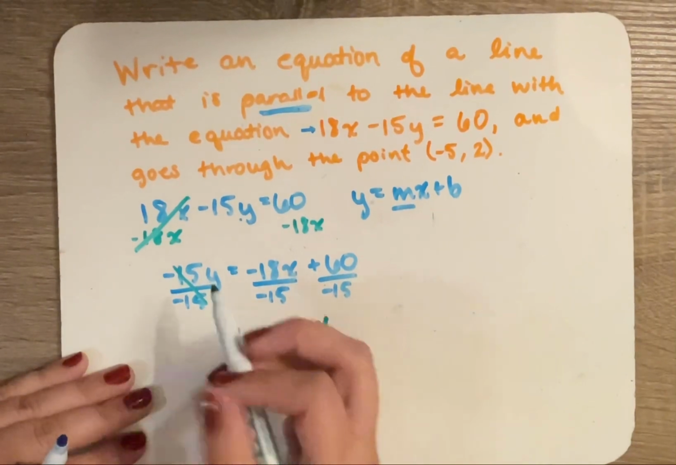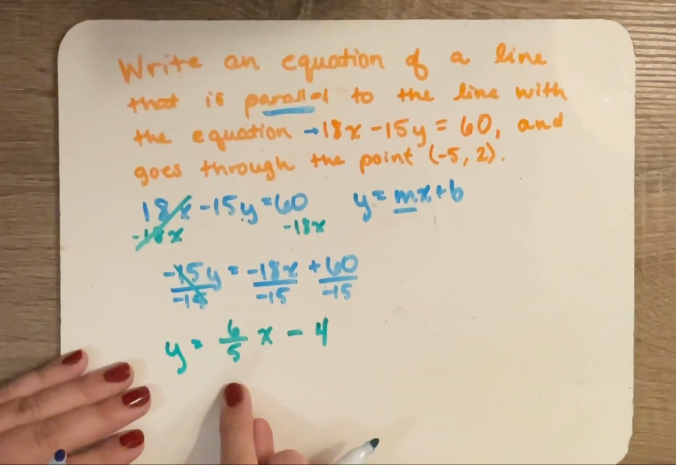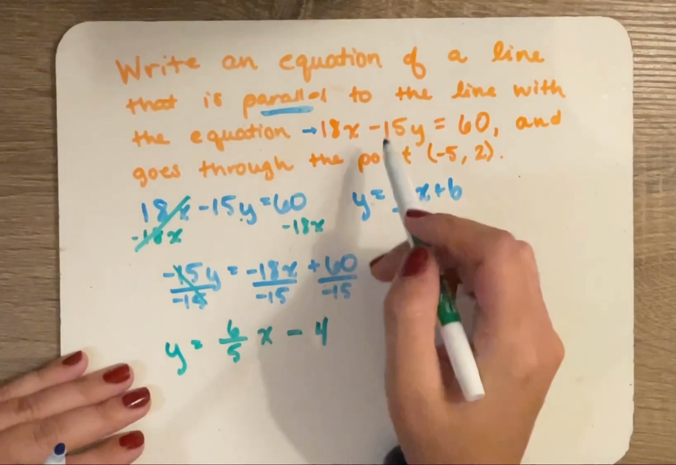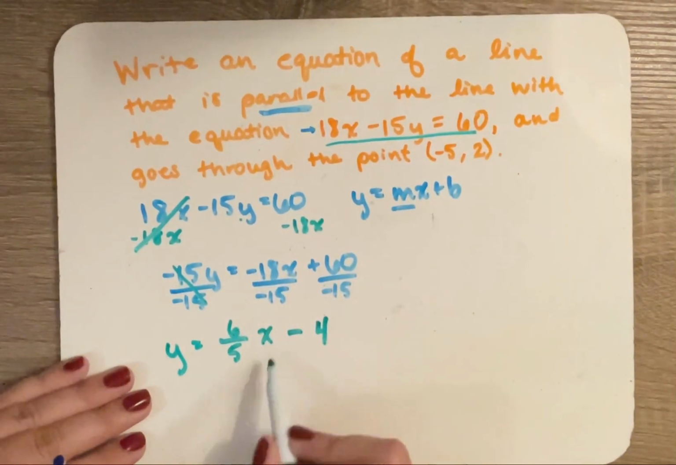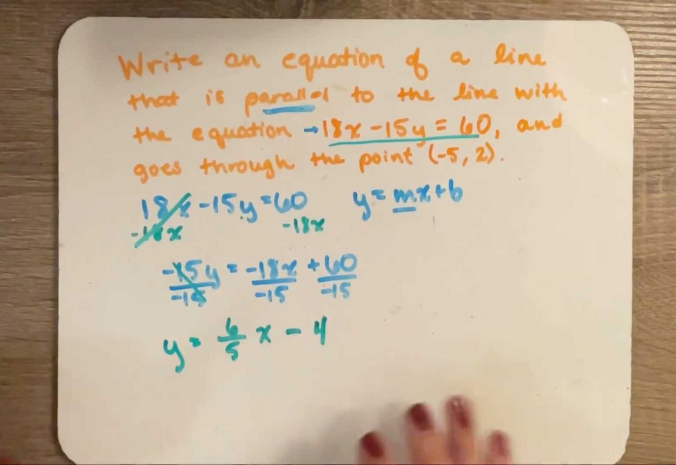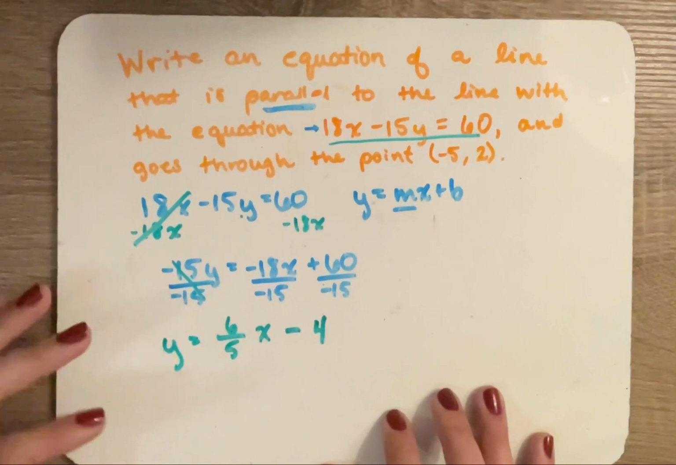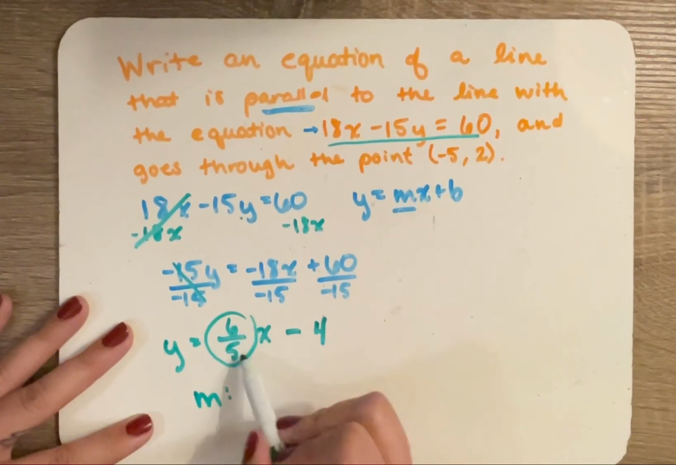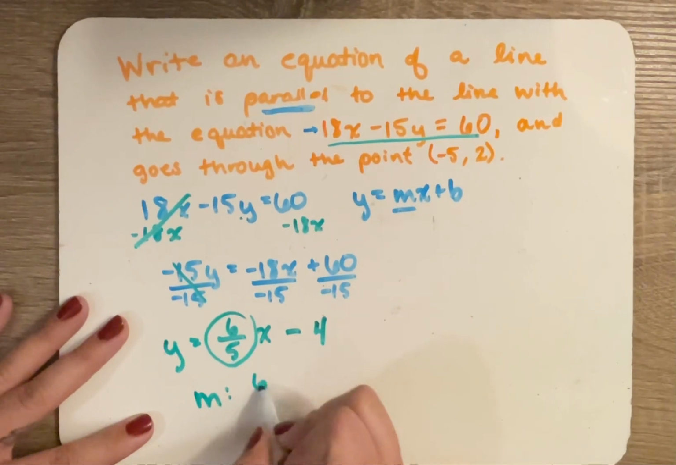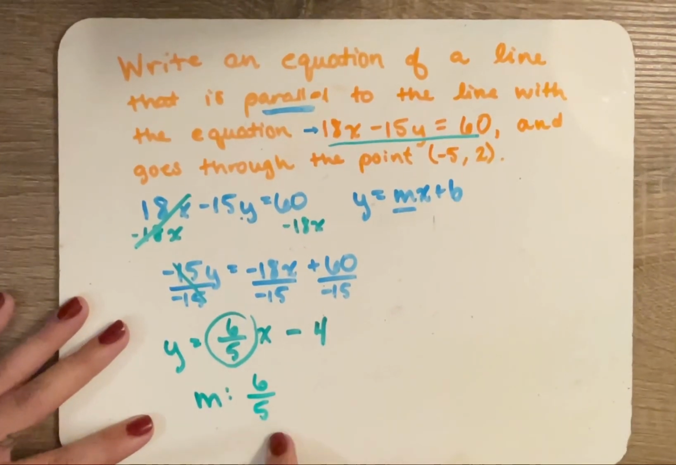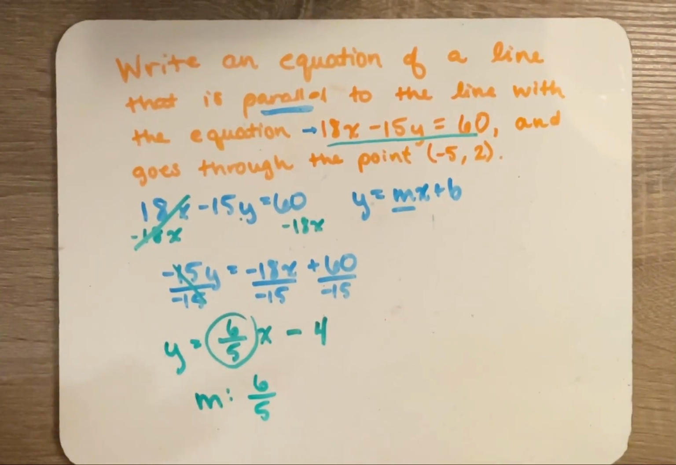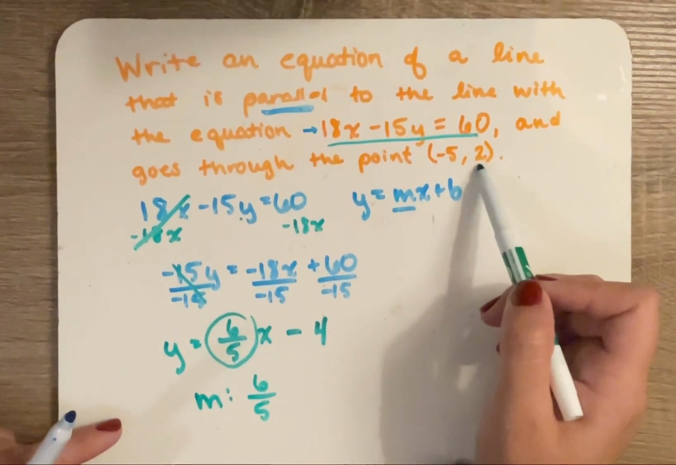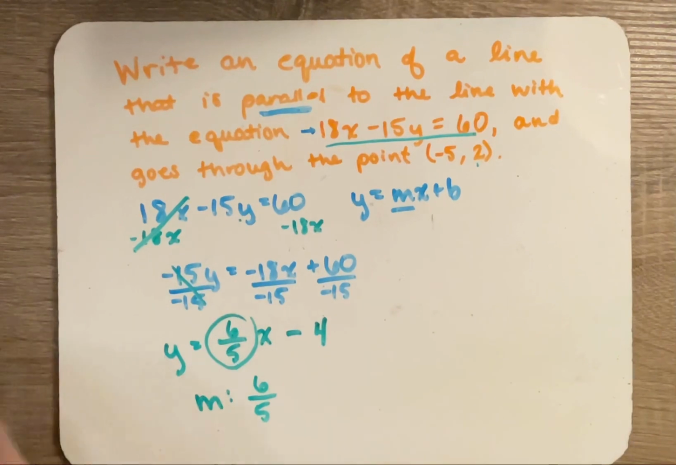So this is the equation of the original line that we were given. I've just rewritten it in a form that's a little easier for us to interpret. So now I can tell that the slope of this line, which is the coefficient of x, is 6 over 5. So now I can take this slope and the point that we were given and use point slope form to write the equation.